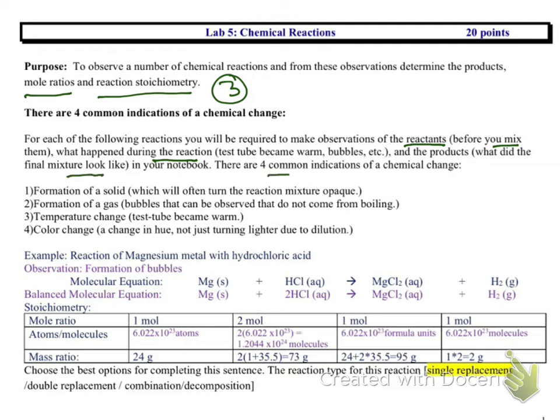Now, there are 4 common indications of a chemical change. Formation of a solid. You will see your reaction mixture is opaque. It means not clear, not transparent. It will be cloudy, or you will see some solid particles.